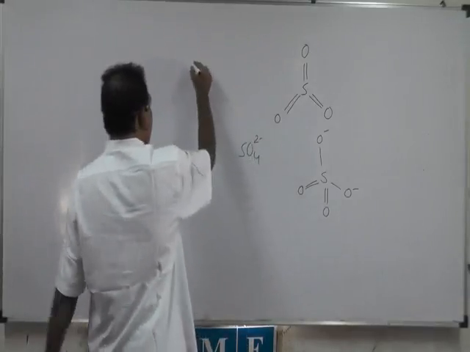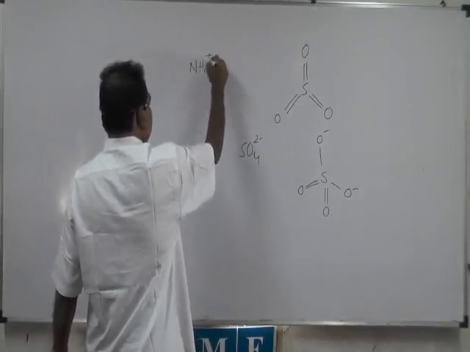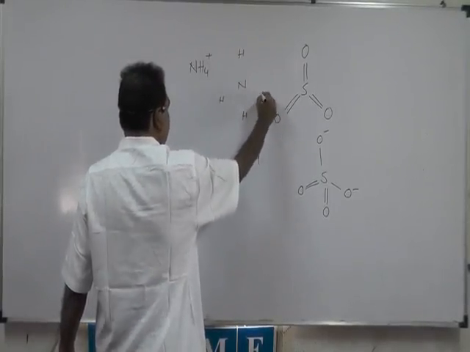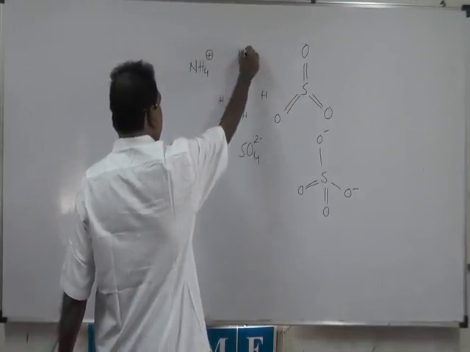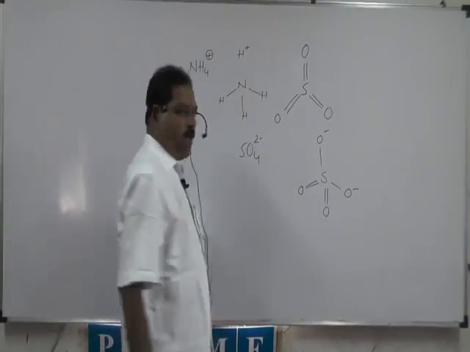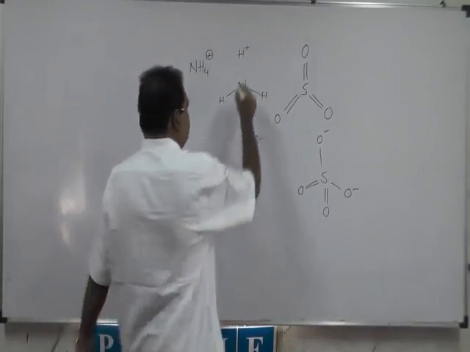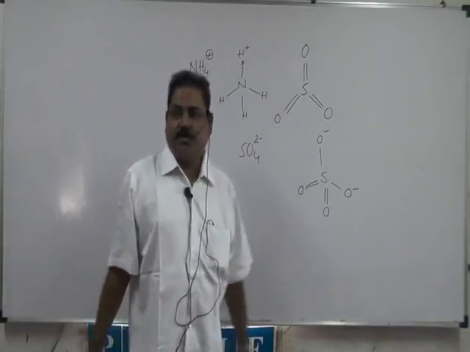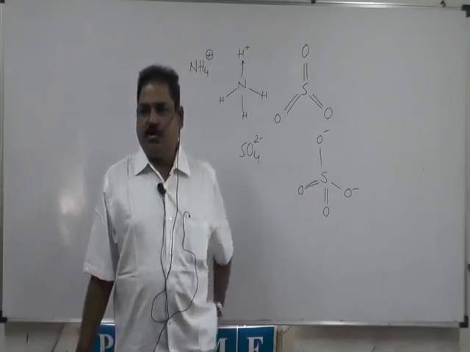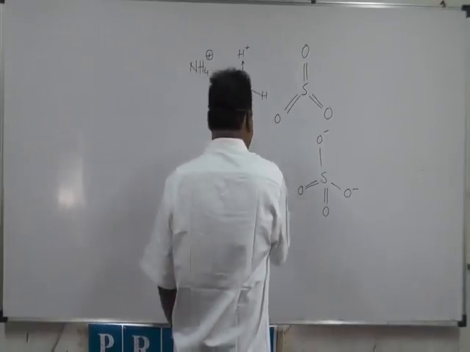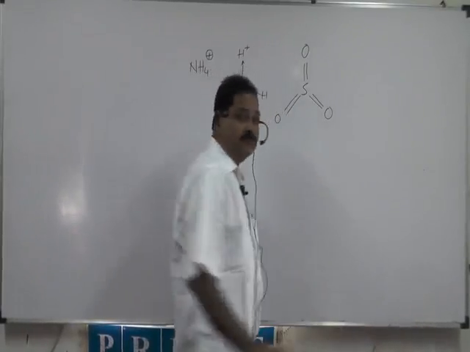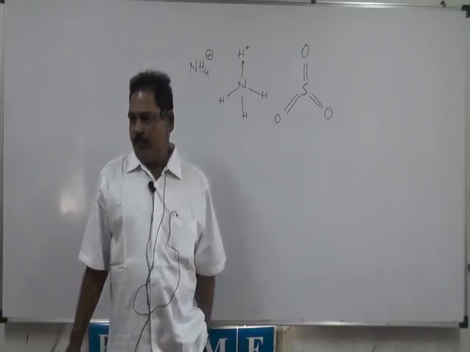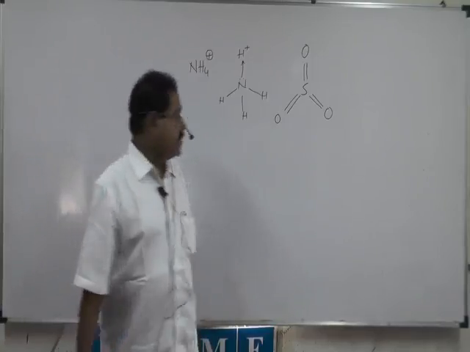NH4 plus, one nitrogen, four hydrogens, and one of them is a plus. What is the role of plus in a group? Accepts a pair of electrons. Why is H plus accepting? That is none of our business right now. And why is nitrogen donating? That again, you should not ask at this moment. Why is nitrogen donating? Also, to get rid of that lone pair.